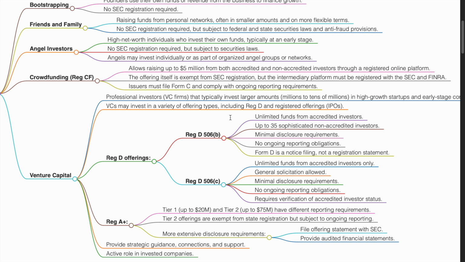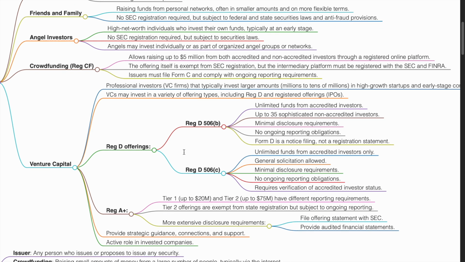Strictly speaking, the offering itself is not required to do SEC registration. It's exempt from SEC registration, but the platform itself, as we just said, must indeed be registered with both the SEC and with FINRA. Now, the issuers themselves, issuers are the startups, let's say, the companies, they do have to file a Form C, which we're going to unpack in all sorts of juicy detail in a bit, and then, of course, comply with all sorts of ongoing reporting requirements.